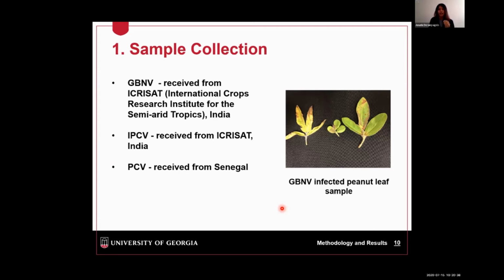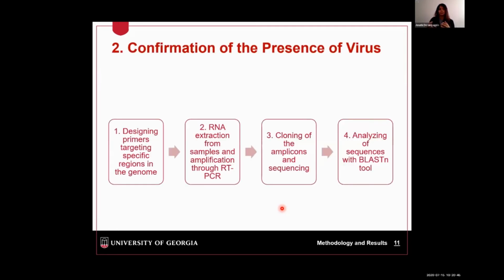Since these are quarantine viruses, I got the samples from outside collaborators. Then, though the symptoms were very clear on the peanut leaf samples infected with these viruses, we still decided to confirm the presence of the virus using molecular diagnostic tools like RT-PCR. So we first designed the primers targeting specific regions in the genome, and then we extracted RNA, because all these viruses are RNA viruses, and then we got the amplifications through RT-PCR, we cloned them, and we sequenced. Finally, we analyzed the sequences with the nucleotide BLAST tool in GenBank, comparing with the other sequences in GenBank.